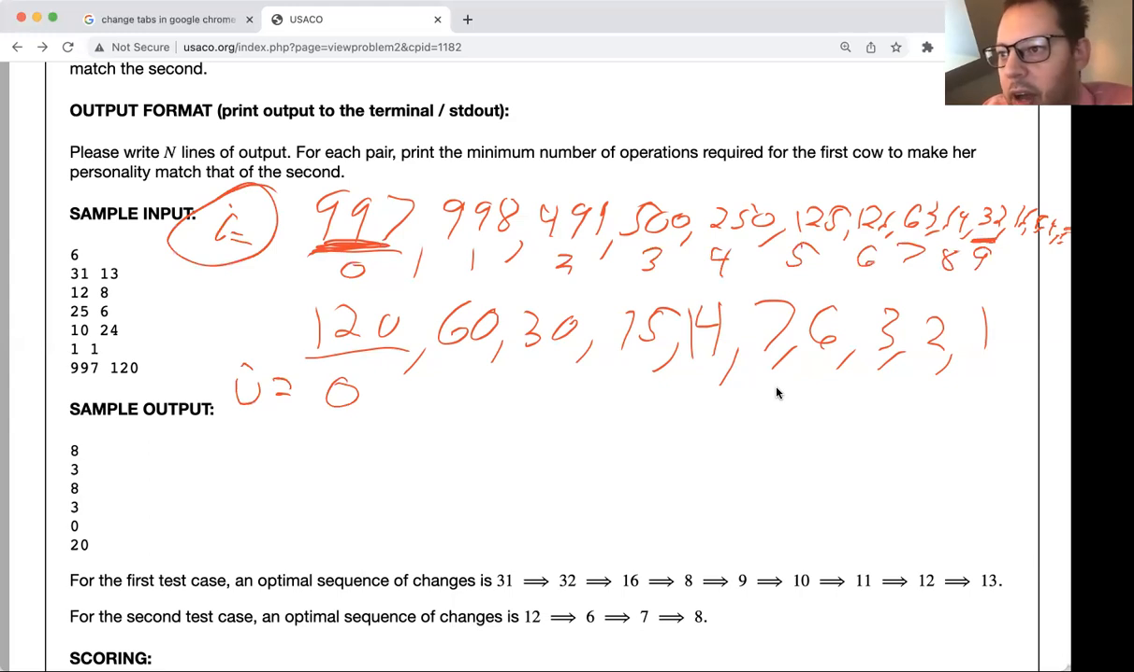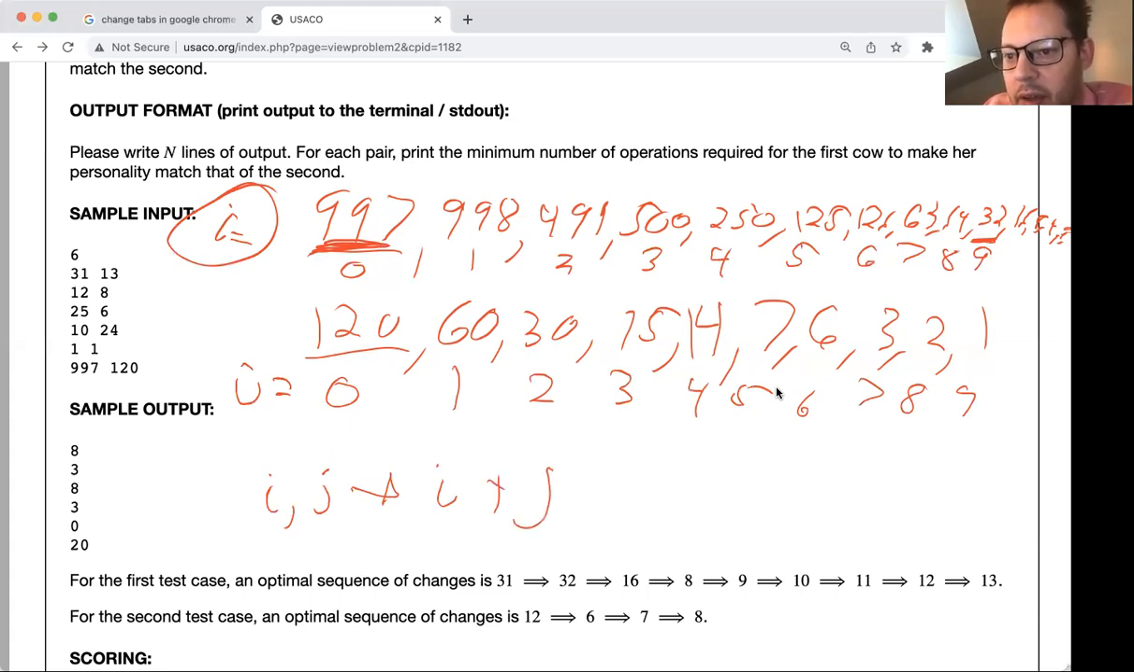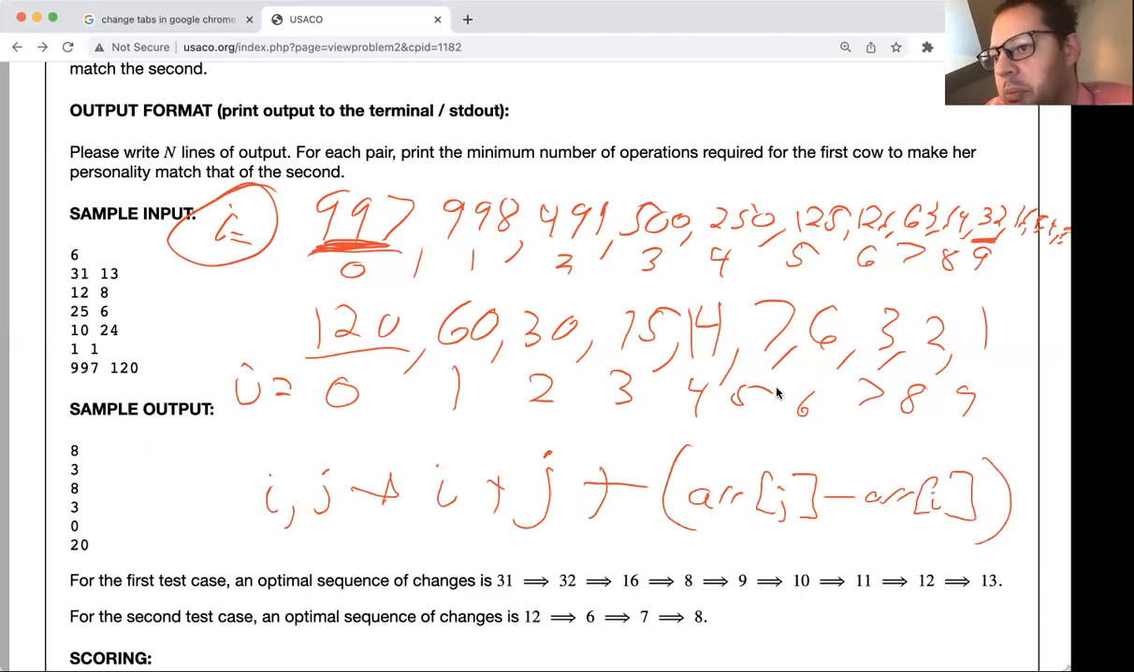To get over here on this other side, it would be however many steps you had to go to get back this way. So this would be like after 1 step, 2 steps, 3 steps, 4 steps, 5, 6, 7, 8, 9. And then for any given pair, I and j, the number of moves is going to be I, which is how many times you had to operate on the first cow, plus j, which is how many times you have to operate on the second cow, plus whatever the difference is in the array at j minus the array at I, which is all just going to be plus 1, plus 1, plus 1 to get from one side to the other.